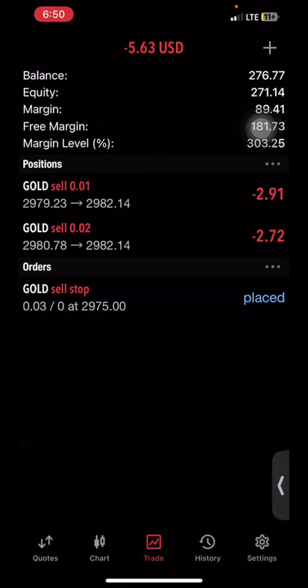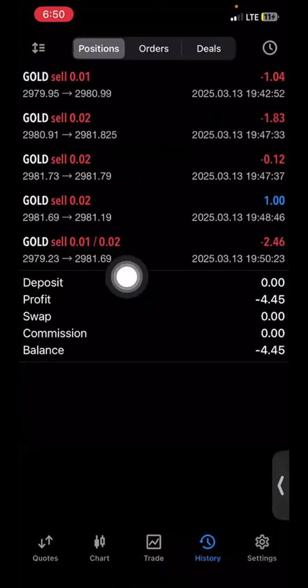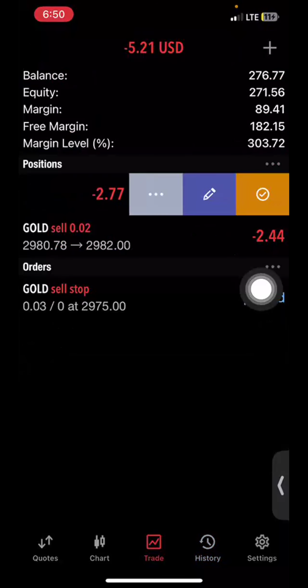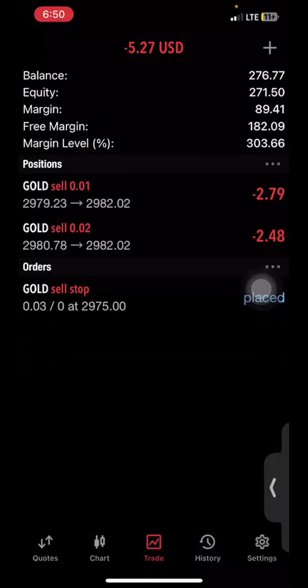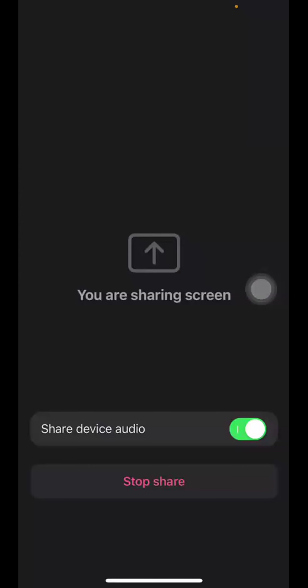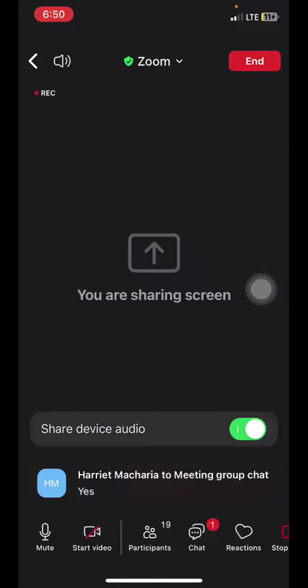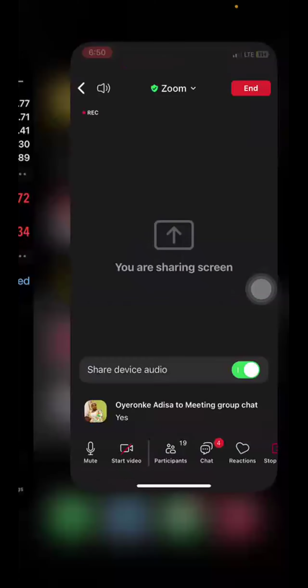If you check your history, you see it there. Look at it here, right? Gold sell closed one position. It was 2, but we have closed one, so it's remaining one here. Do you understand now how to close partial? Do you understand? Good.